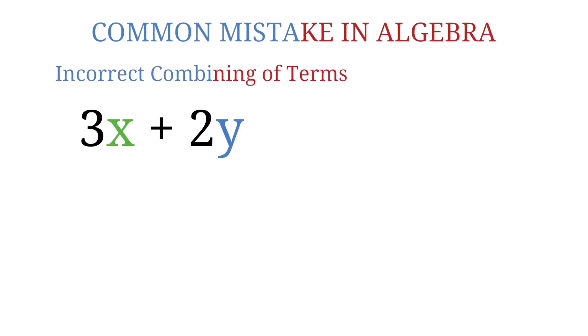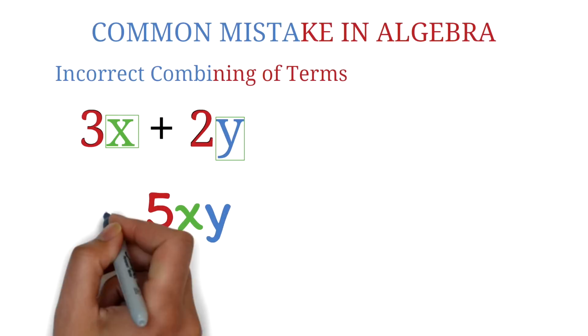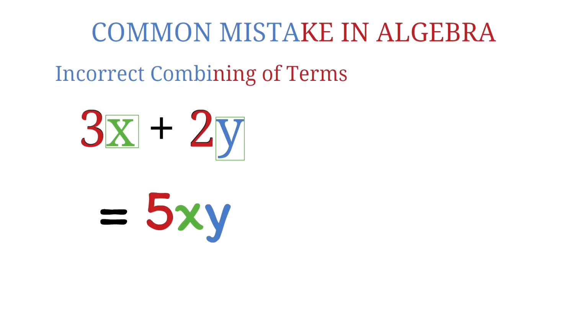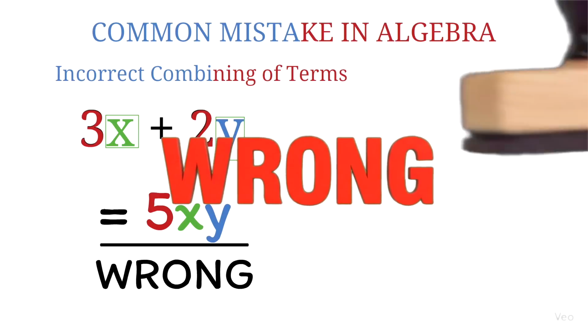What some students do here is to add the 3 from the 3x term to the 2 from the 2y term to get the value 5. Then combine the variables x and y. And this method gives us an answer of 5xy. But this answer is incorrect.